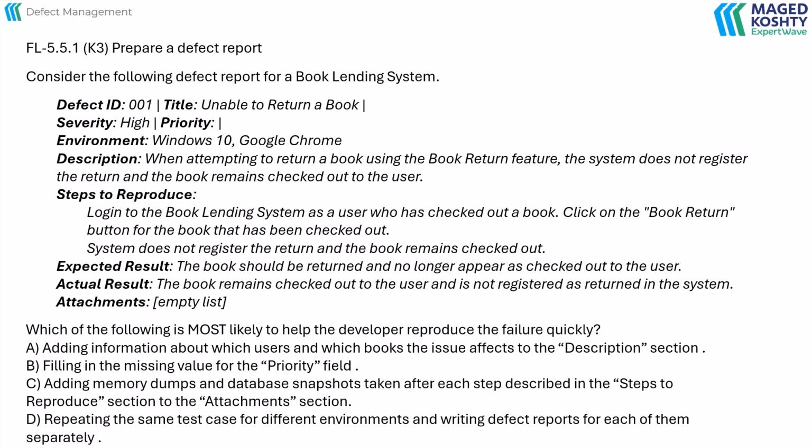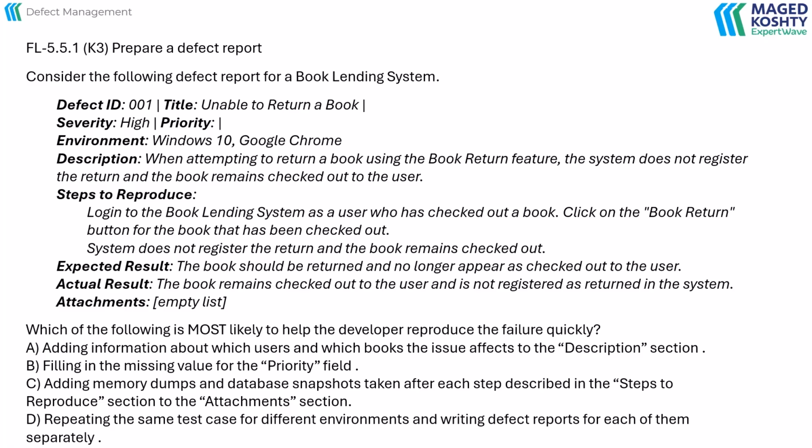Consider the following defect report for a book lending system. Defect ID title: unable to return a book. Severity: high. Priority: nothing. Environment: description. When attempting to return a book using the book return feature, the system does not register the return and the book remains checked out to the user.